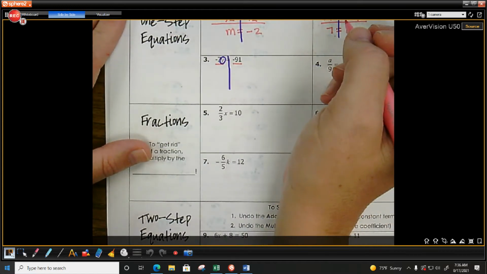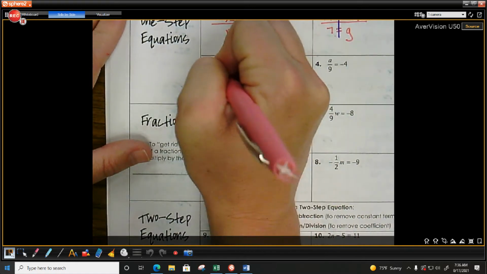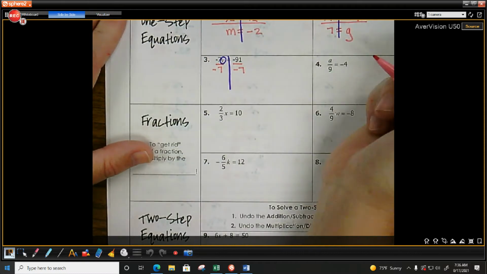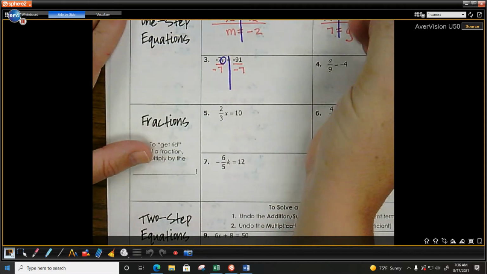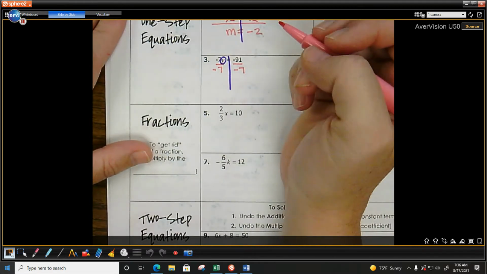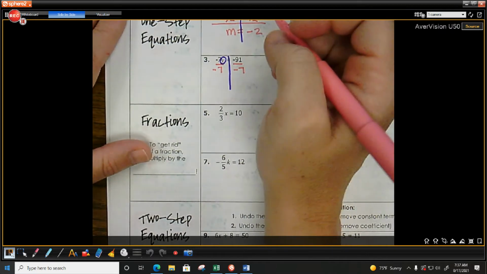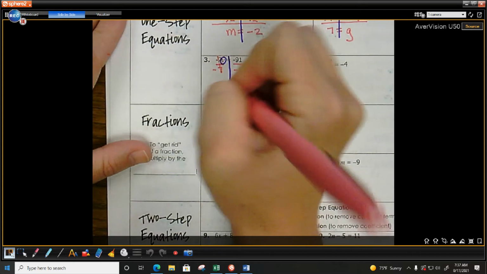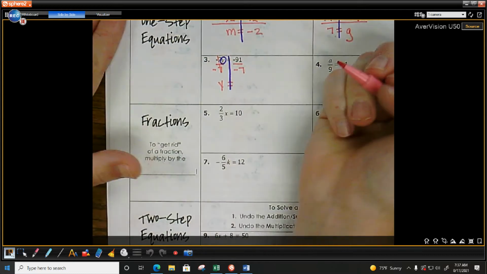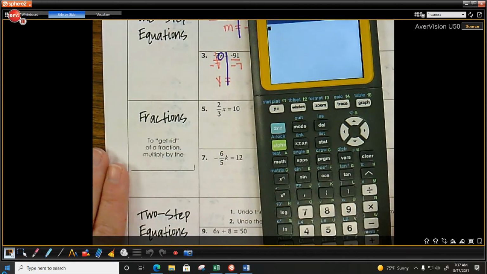What am I trying to move away from the y? The negative 7. So I'm going to divide by negative 7. Negative 7 over negative 7. It's not 0, it's 1. So it's 1y, but do you need a coefficient of 1? No. So it's y equals, what's negative 91 divided by negative 7? 13.